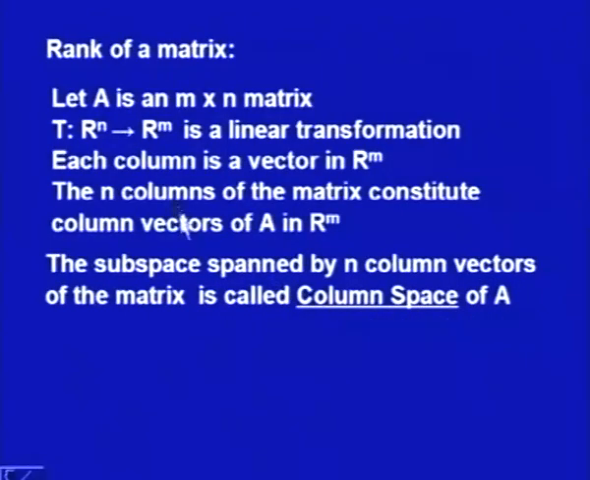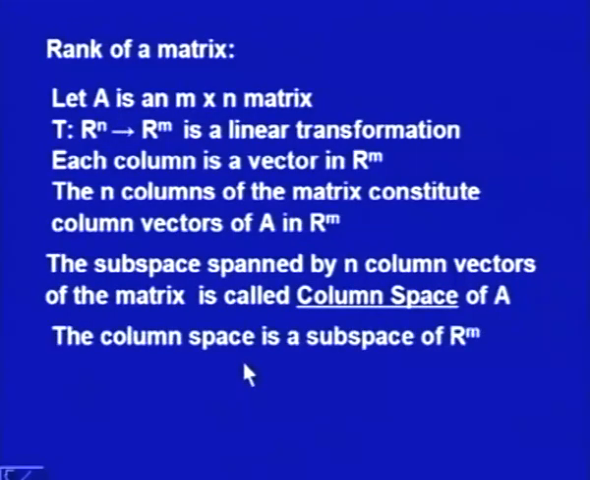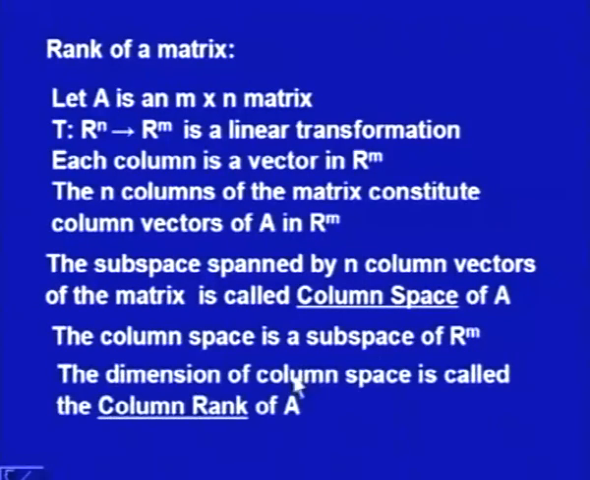We have proved that if A represents the matrix of a linear transformation, then that will be a vector space. So, we call that vector space the column space. The column space is a subspace of Rm, this we have already established. The dimension of the column space is called the column rank of A. So, the number of linearly independent column vectors is the column rank of A.